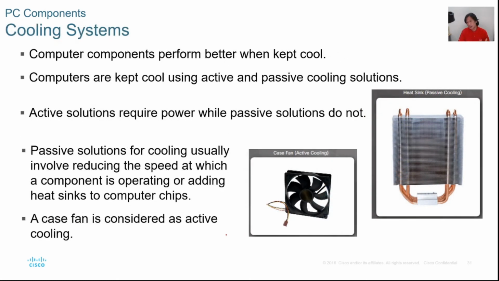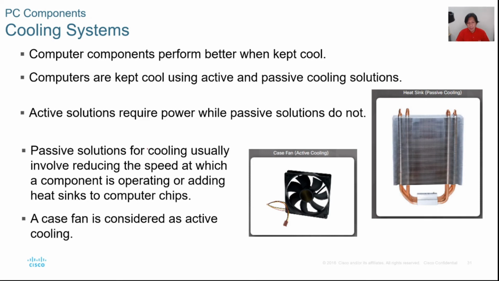A processor and some other components like the GPU, or graphics processing unit, need a cooling system because most processors emit heat, or high temperature. Computer components need to be cooled while we are using the computer. Computers are kept cool using active and passive cooling solutions. Active solutions require power, while passive solutions do not.